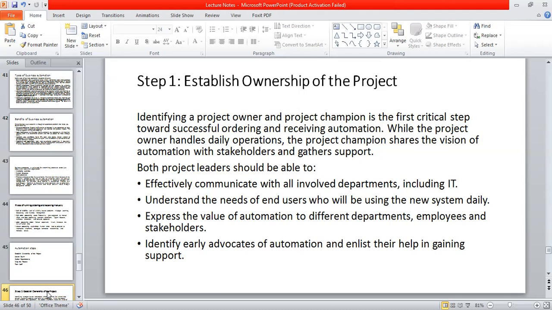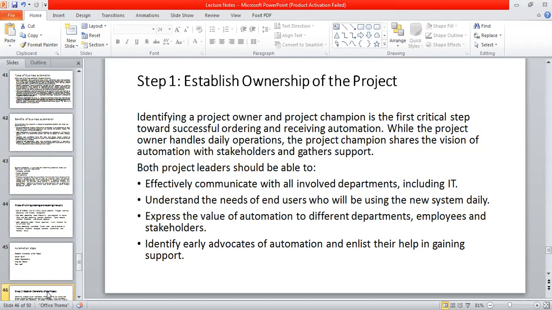leaders should be able to, one, effectively communicate with all involved departments, including IT. IT is one of the most important departments in the automation process because it is the one which hosts or does the actual implementation of the process.